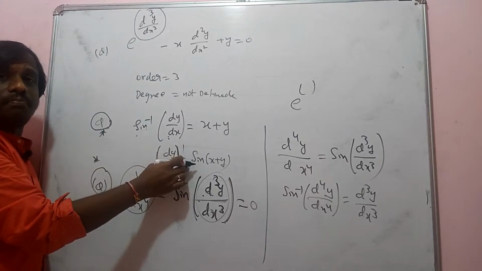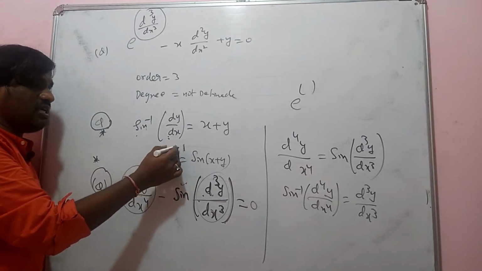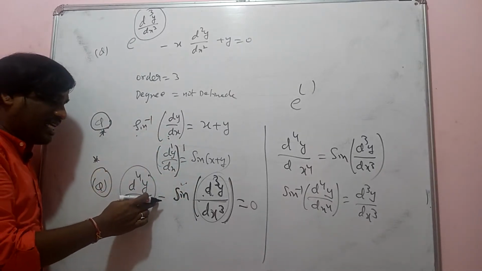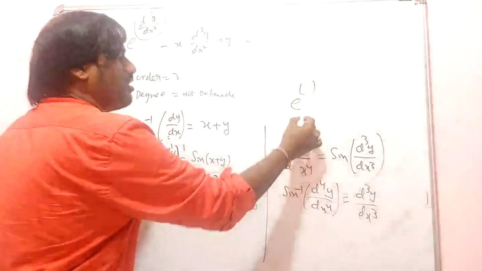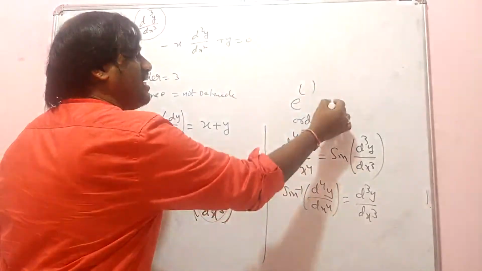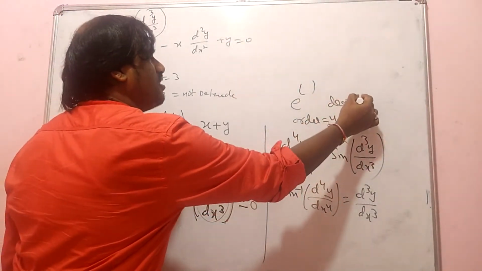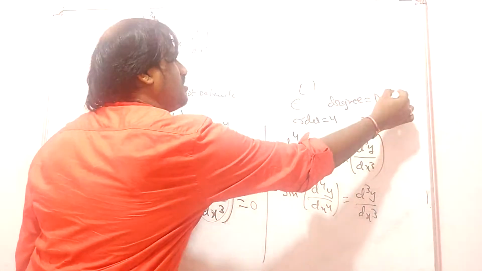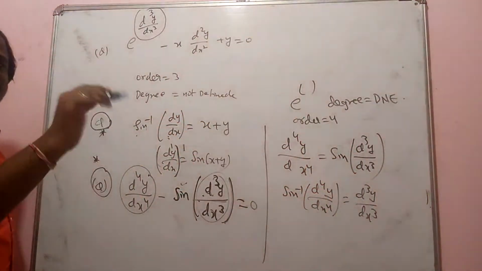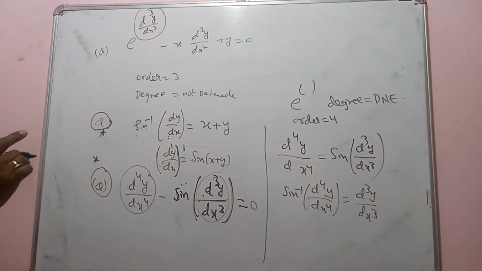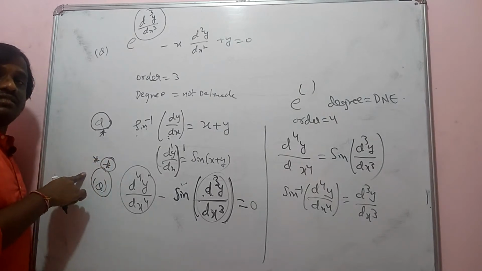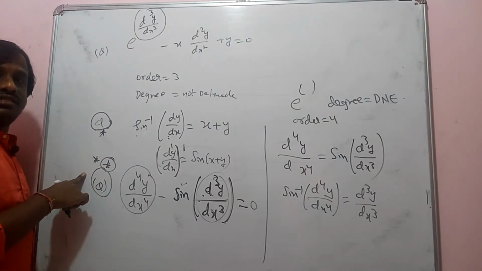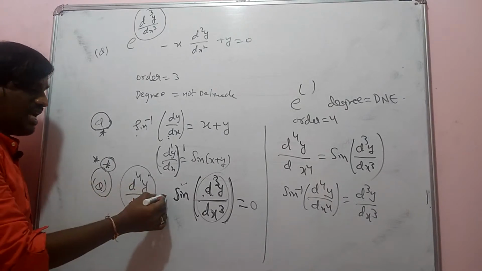Now here I have the clear picture. I can say what is the order and what is the degree. But here that cannot happen. So order will be 4, and degree does not exist. Degree DNE. DNE means what? Does not exist only. That is the main important thing to understand here. In some cases, the degree will not exist. That you need to understand.